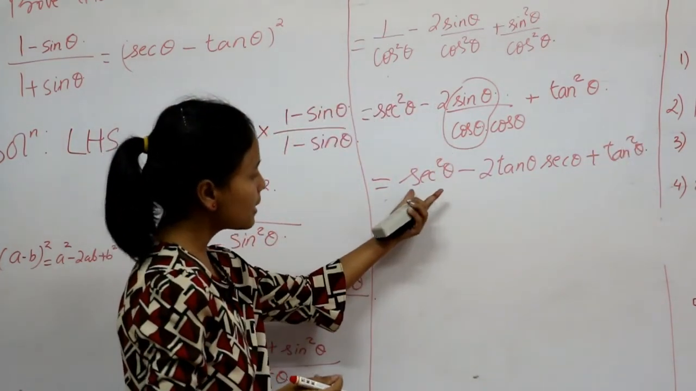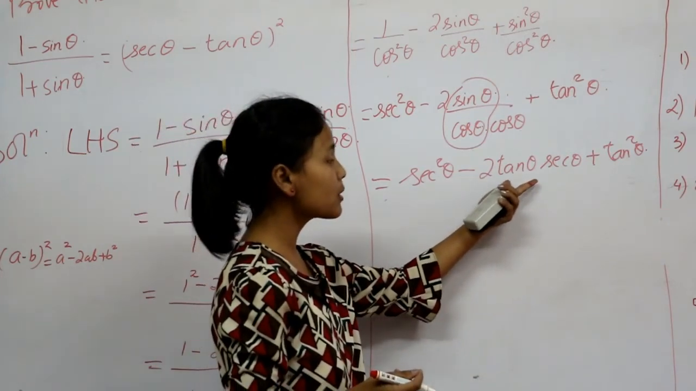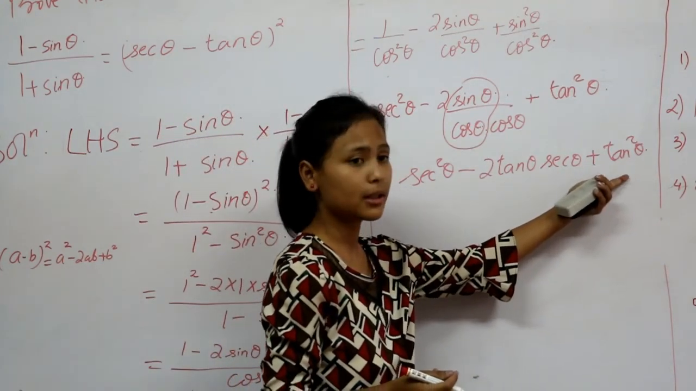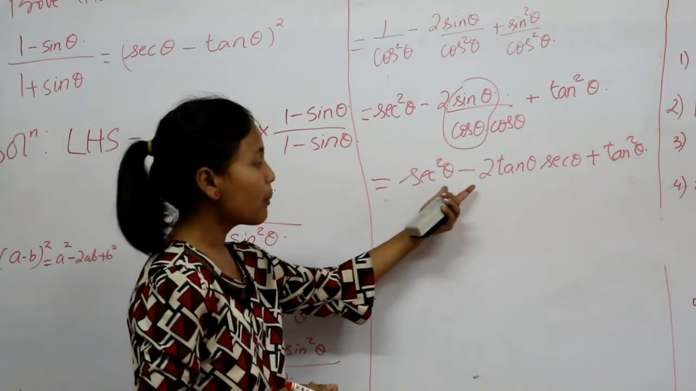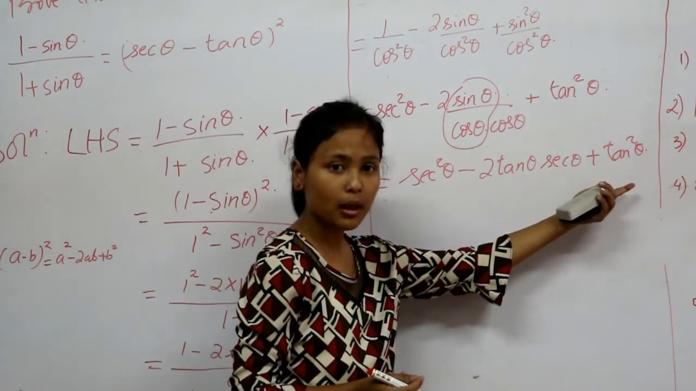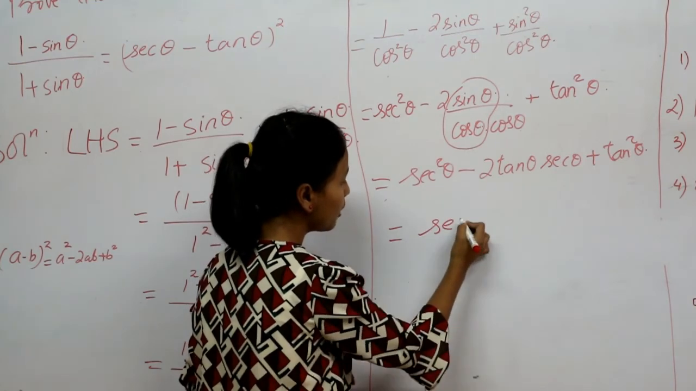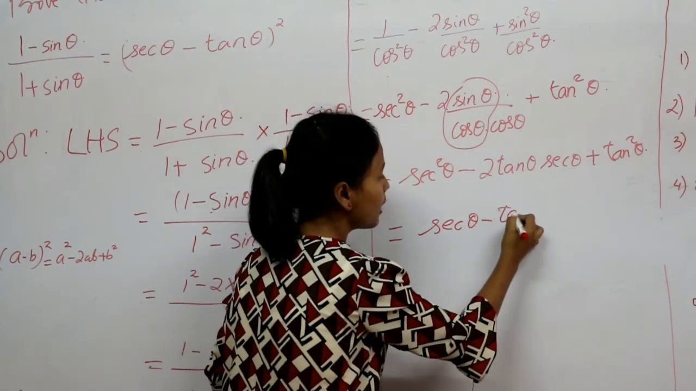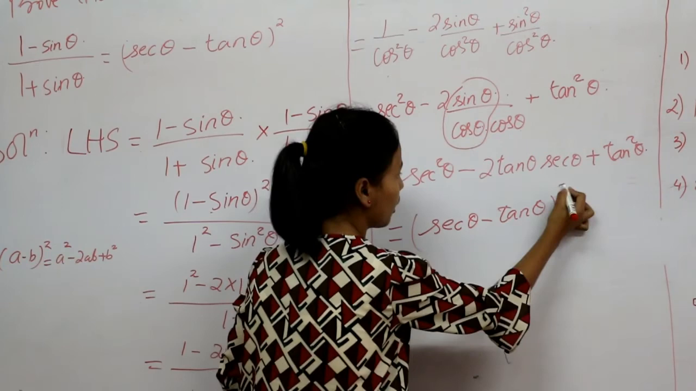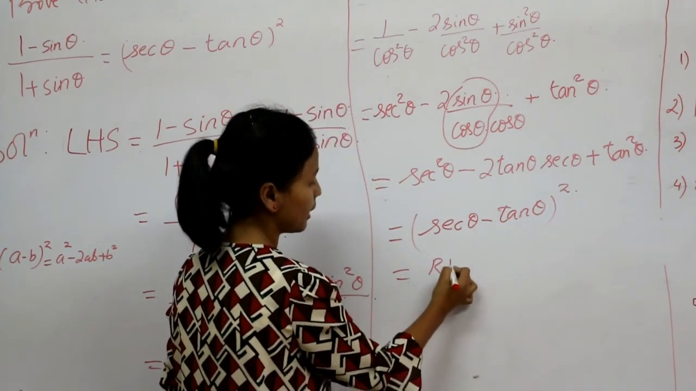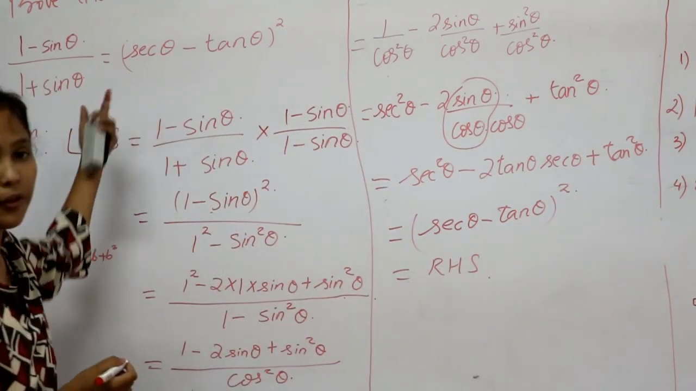Alright, if you look at this, sec square theta minus 2 tan theta sec theta plus tan square theta is in the form of a square minus 2ab plus b square. So you write, which is equal to a minus b whole thing square, sec theta minus tan theta whole thing square, which is equal to right hand side. Hence we have proved this one.